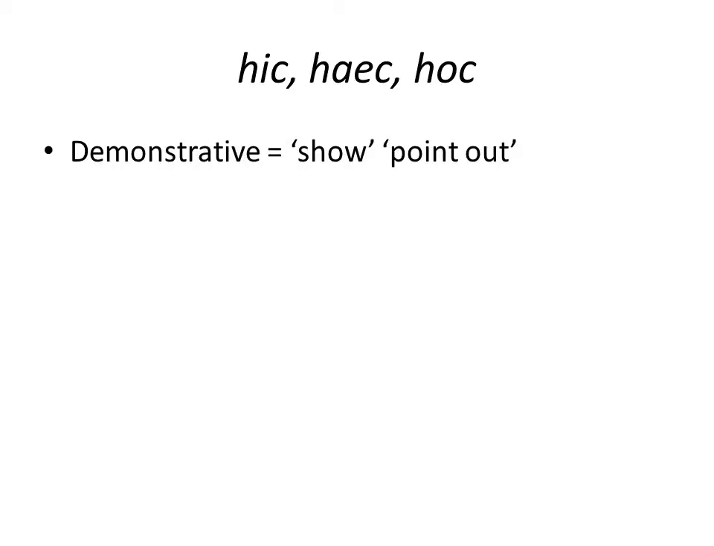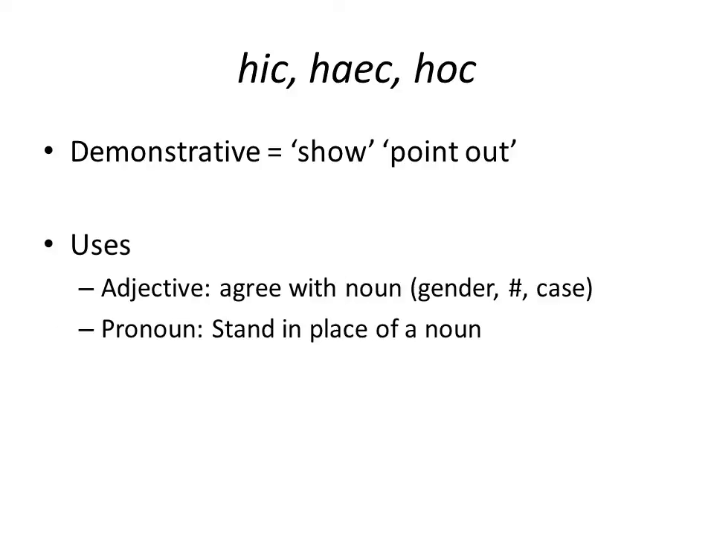Haec, haec, hoc. I just called it a demonstrative adjective and pronoun. Demonstrative comes from the Latin verb demonstro, which means to show or to point out. And we're going to be showing or pointing out a particular something or other. So instead of just a book or the book, we're talking about a particular one. For haec, haec, hoc, this book.